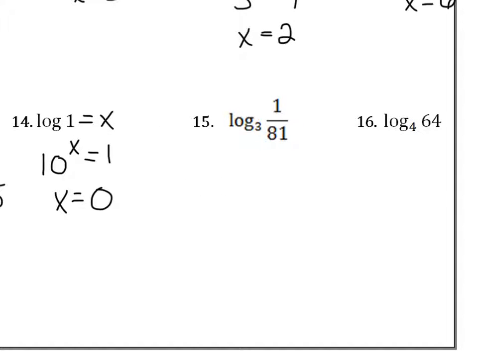Number 15, equal to x. Our base is 3, so 3 to the x equals 1/81. So now we're taking a whole number and we're turning it into a fraction. Well, the only way to do that with an exponent is to make it a negative exponent, because negative exponents make the 3 drop to the bottom. So 3 to what power is 81, and that's 3 to the 4th. But since I want it to be a fraction, the exponent needs to be negative.